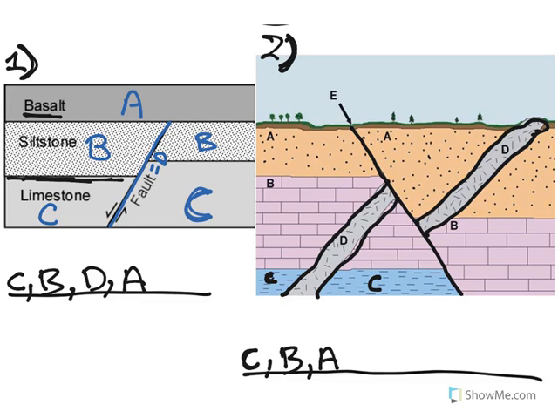Well, we can see that D exists on this side and on this side. And we can see that D used to be connected. E is cutting through D, right? E is cutting through all of the layers. What that means is that E has to be younger. E has to be younger than D. So D happened after A, and then E is the youngest event that happened, right? The fault is the youngest feature in this example.